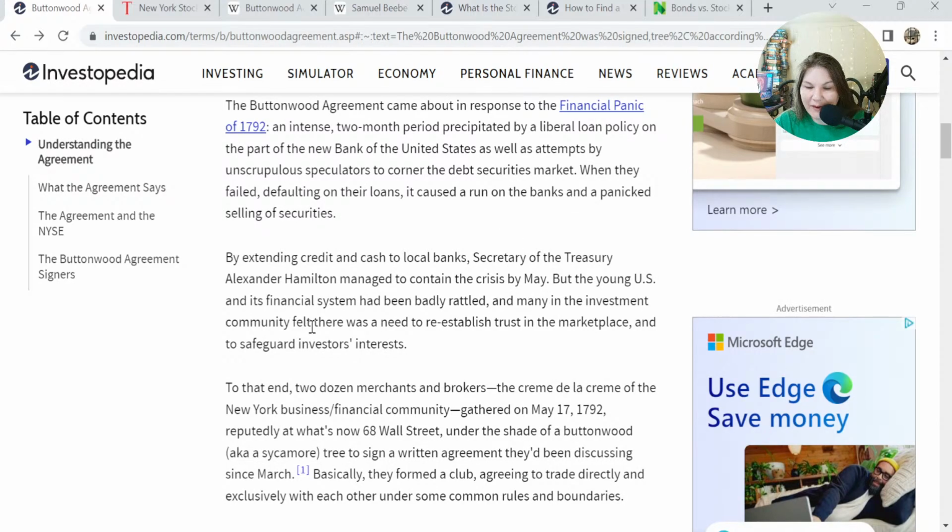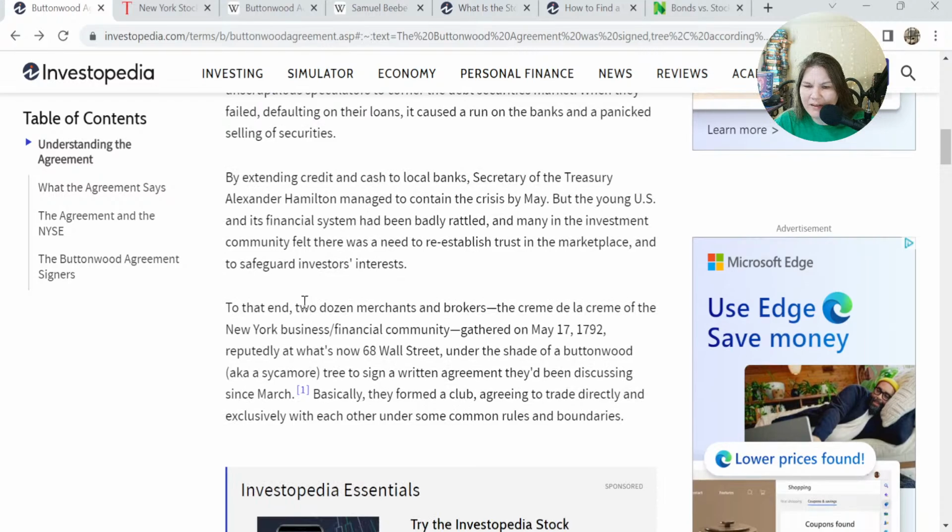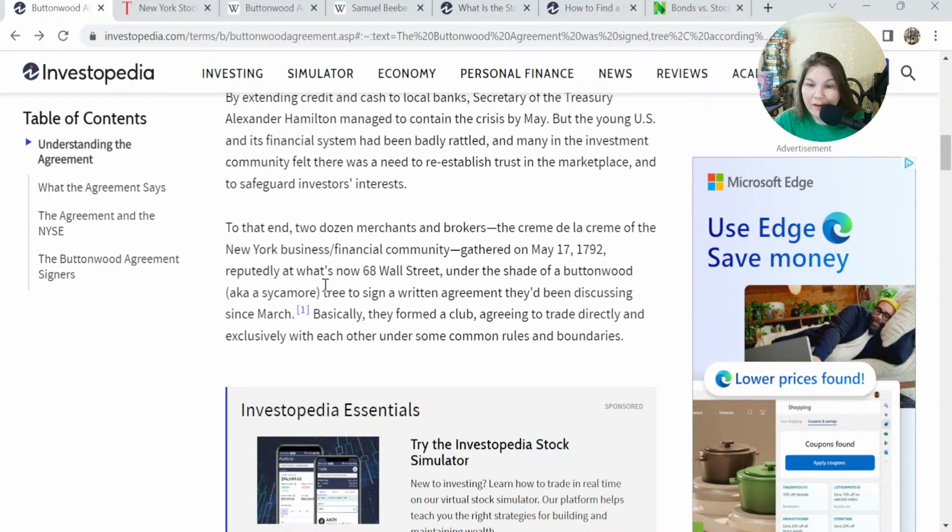But the young U.S. and its financial system had been badly rattled, and many in the investment community felt that there was need to reestablish trust in the marketplace and to safeguard investors' interests. So it sounds like the rich people said, hey guys, you fix that up, but we need safeguards for us. This is our money. To that end, 24 merchants and brokers, the creme de la creme of the New York business financial community, so that means, I'm guessing, 24 of the richest people in New York. On paper, they had the most money. They came together and they said, hey guys, we need to put a stop loss and not lose this much money because it's kind of ridiculous.